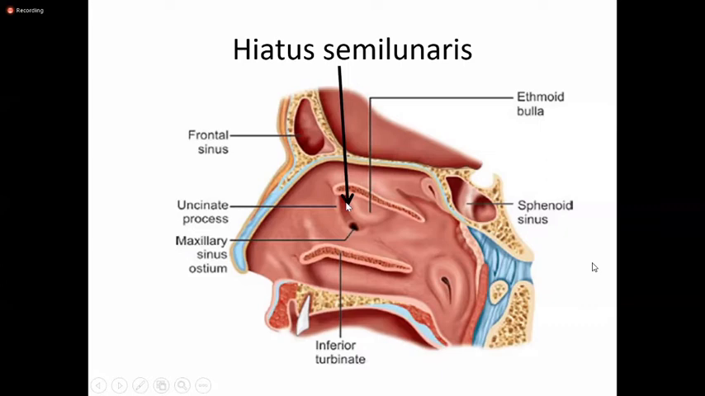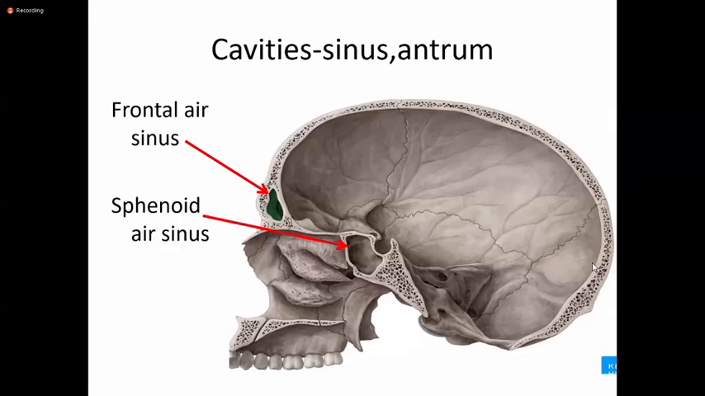Here we can see these are the cavities or the air sinuses. These air sinuses are important for making the skull bone lighter, and they add resonance to the voice. Otherwise, it will be a dull voice. They also help in humidification and air conditioning; they will adjust the inspired air for the temperature and the humidity.